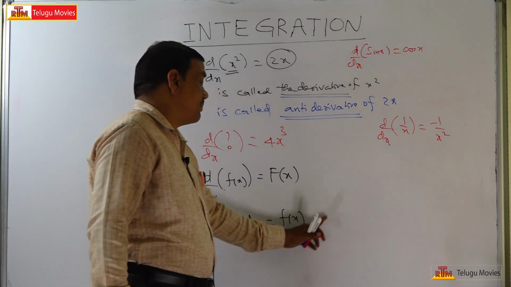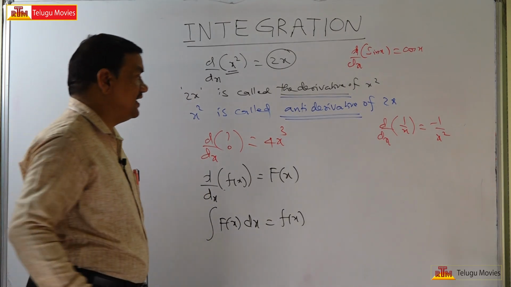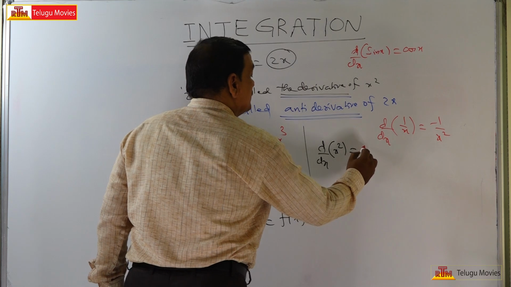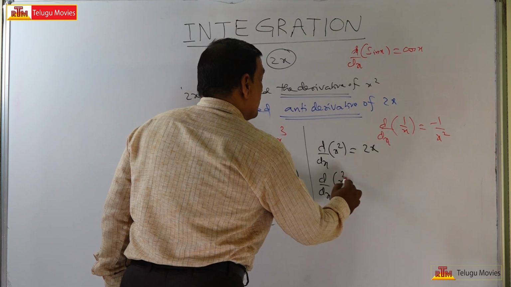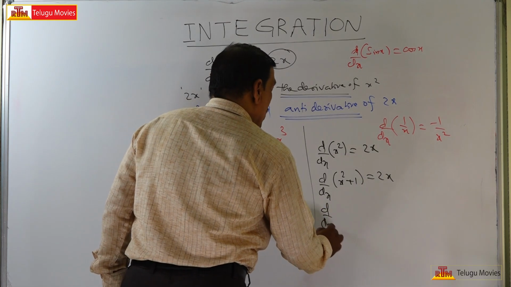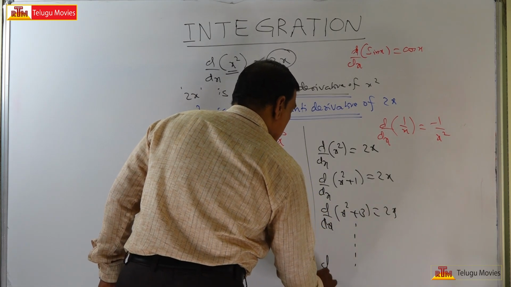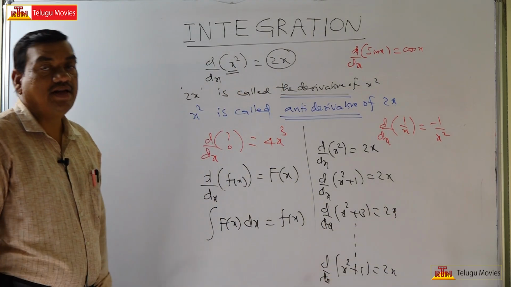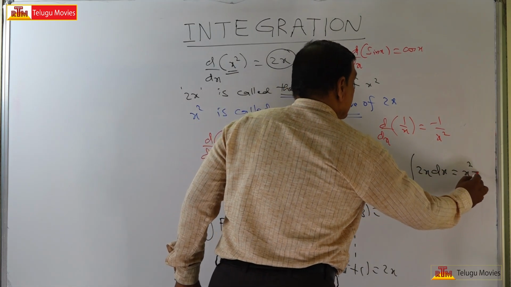Why you have to write plus c, I will tell. Now let us see an example. What is the derivative of x square? This is equal to 2x. What is the derivative of x square plus 1? This is also 2x. What is the derivative of x square plus 3? This is also 2x. So on, what is the derivative of x square plus c? This is also 2x. That means the integral of 2x dx is equal to x square plus c.